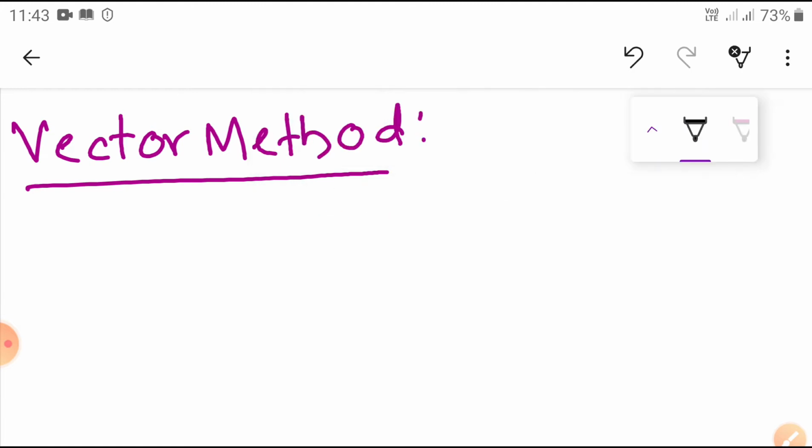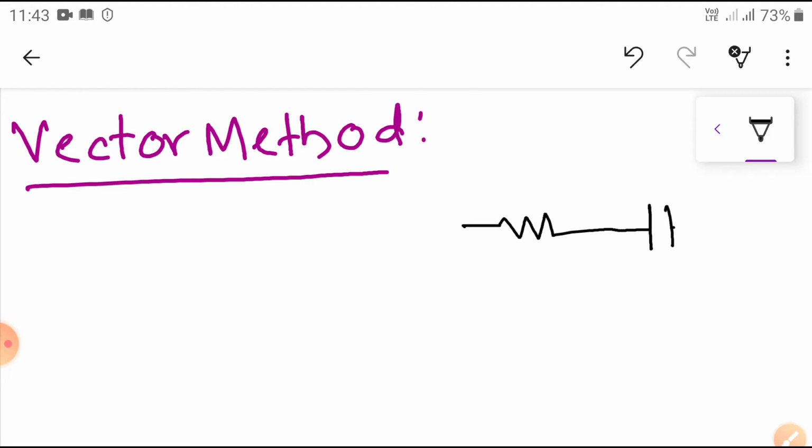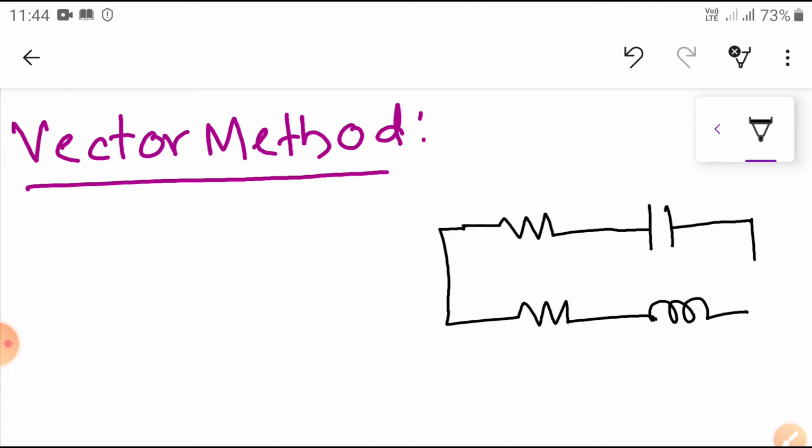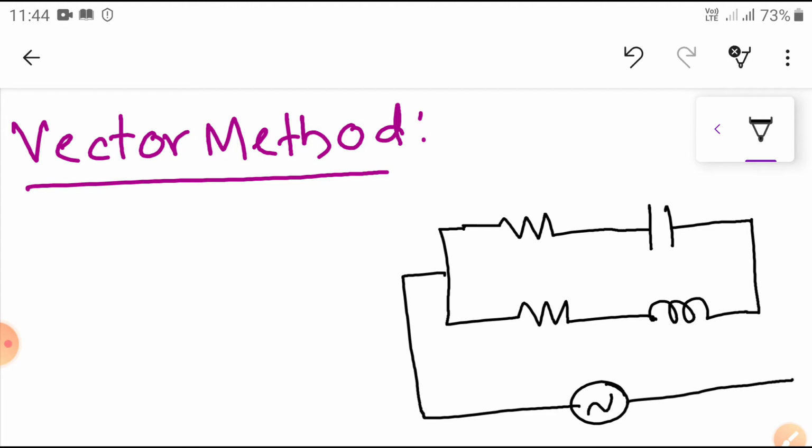Okay. Now here I connected one resistance and one capacitance. Here is another resistance and inductance connected. Now it is connected to the source. Okay, here are the components you can take.